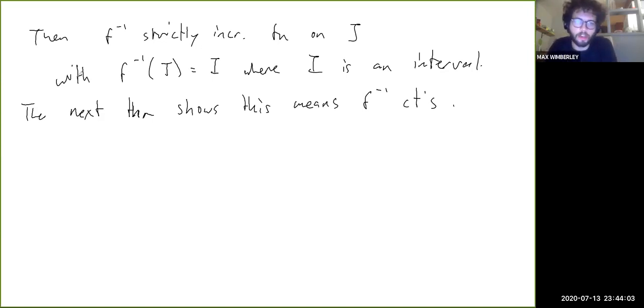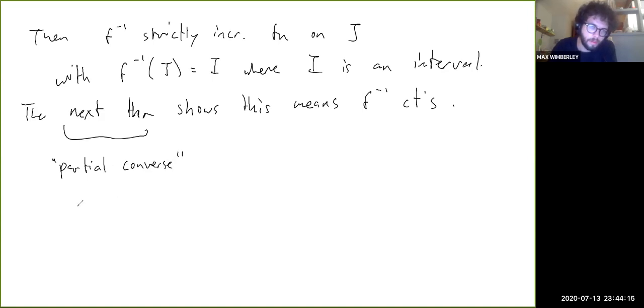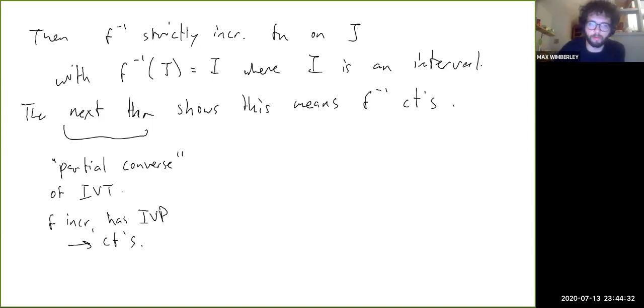Okay, so this is actually kind of, they say this in the book. This is a partial converse of the intermediate value theorem, because basically it says that f is increasing and has the intermediate value property means that it's continuous, right? The intermediate value theorem tells us that if f is continuous, then it has the intermediate value property. So the converse of the intermediate value theorem would be to say, if f has the intermediate value property, then it's continuous, right? That actually turns out to be false.